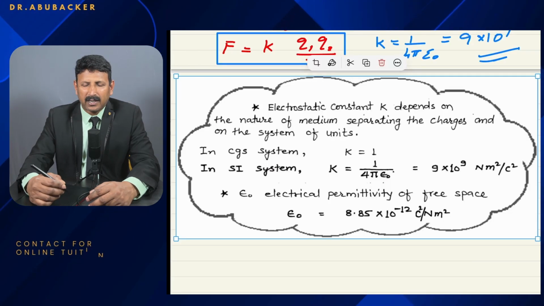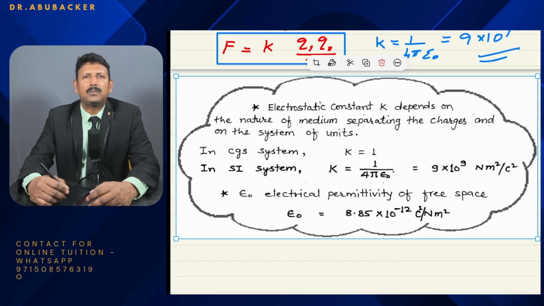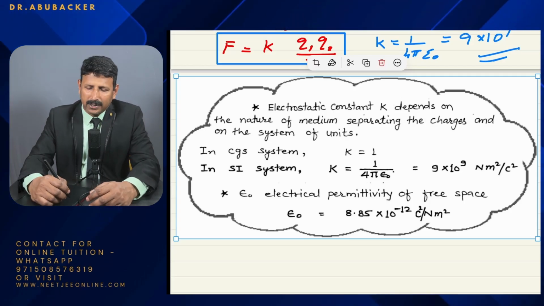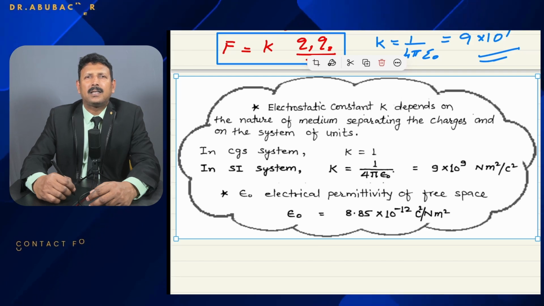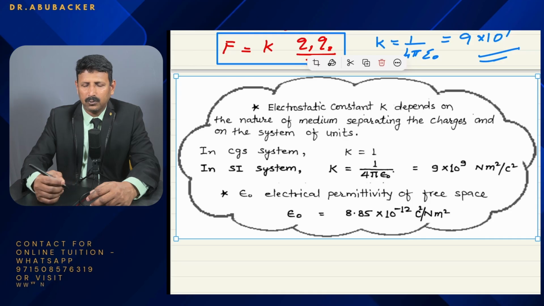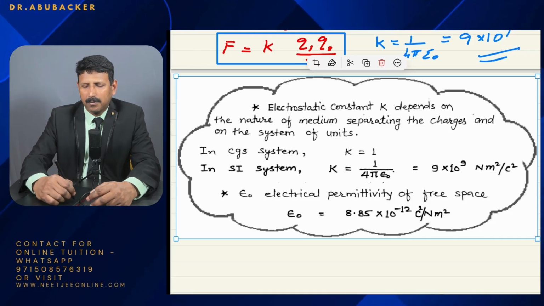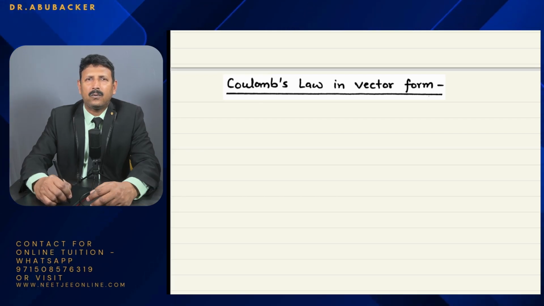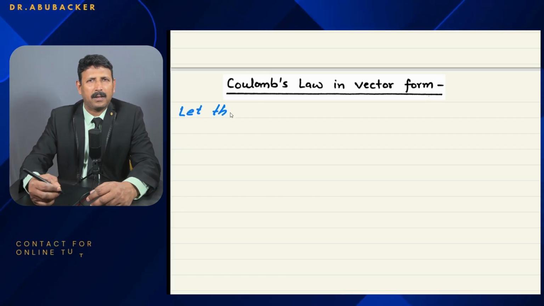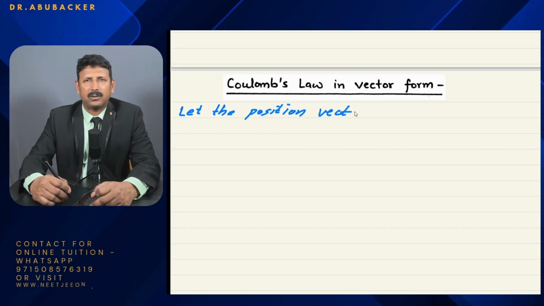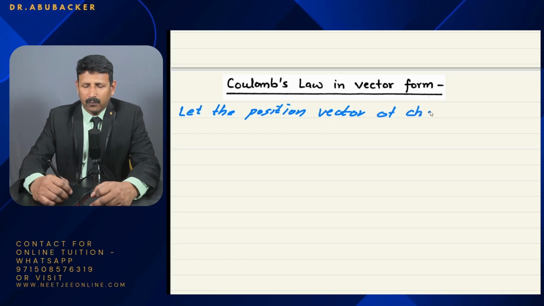Now, rarely asked is this question: present Coulomb's law in vector form. Compared to the first statement, there is a little bit of a mathematical touch here. So we start now. Let the position vectors of charges Q1 and Q2 be, we can mark, vector R1 and vector R2 respectively. Remember, last year in grade 11 you studied position vectors.